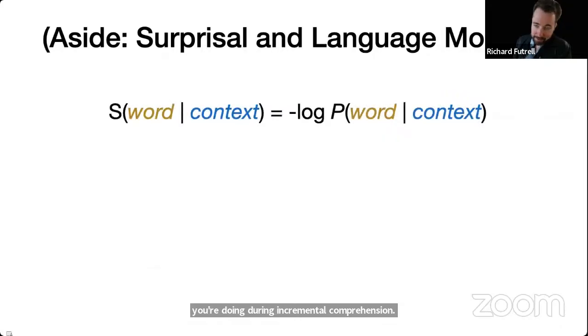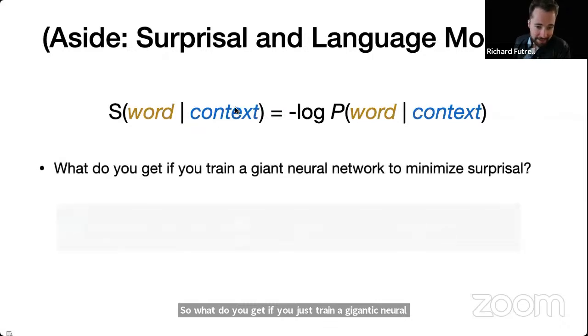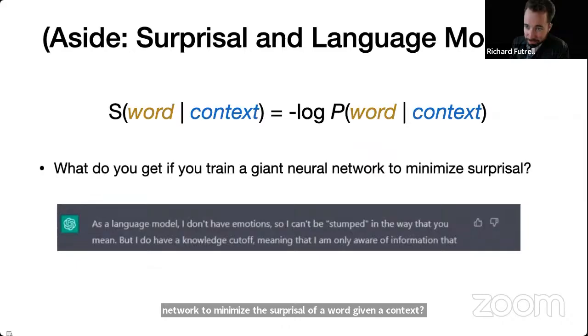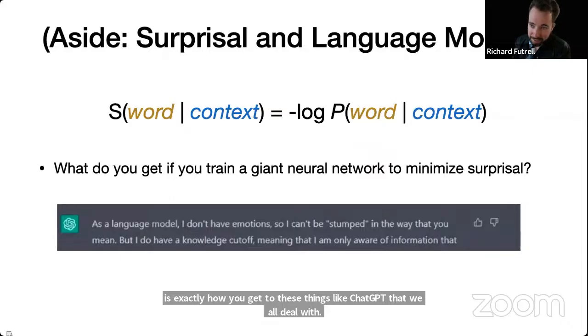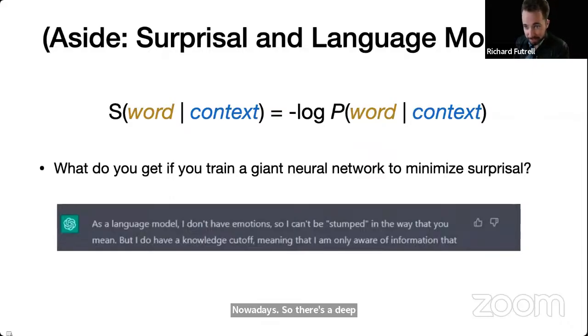And as an aside, I am going to have something to say about language models at the end. We've all dealt with them quite a bit. So what do you get if you just train a gigantic neural network to minimize the surprisal of a word given a context? That is exactly how you get to these things like ChatGPT that we all deal with nowadays. So there's a deep connection between how humans are comprehending language and how language models are trained to comprehend language, and we'll come back to that later.